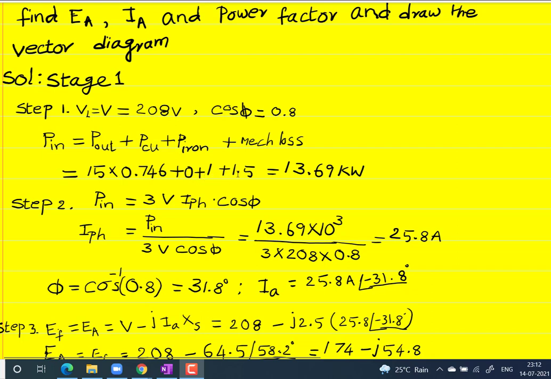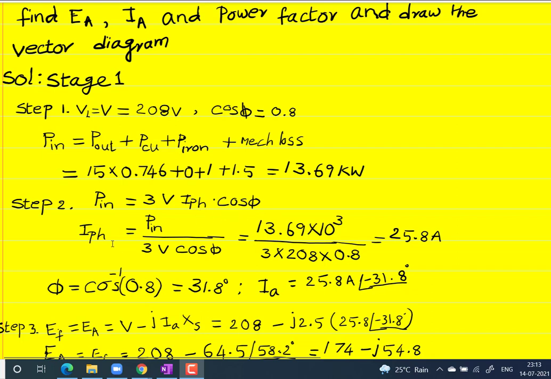So we add that 1 plus mechanical loss, which is given as 1.5 kilowatts. So then we get 13.69 kilowatts. Next, step 2: we know the input power to the stator is 3 into V into IA cos phi.